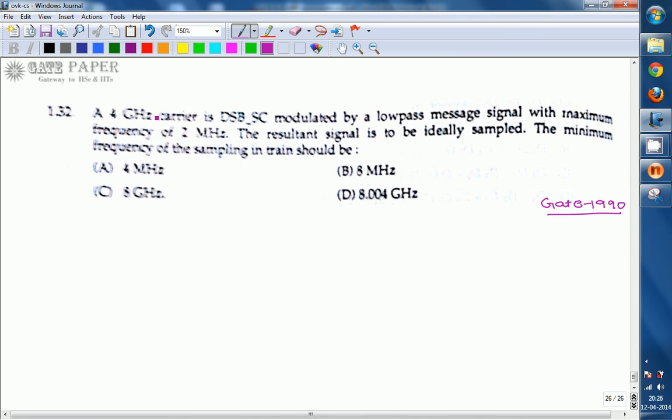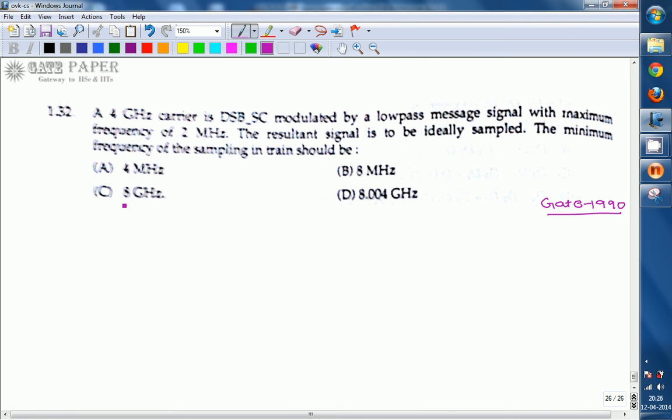A 4 GHz carrier is double sideband suppressed carrier modulated by a low pass message signal with a maximum frequency of 2 MHz. The resultant signal is to be ideally sampled. The minimum frequency of the sampling train should be.